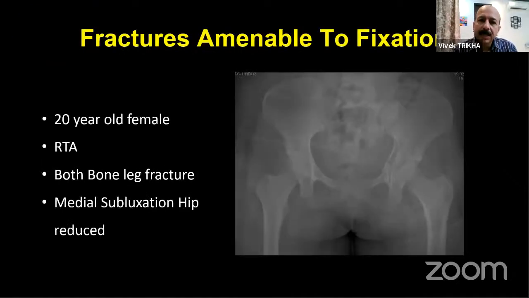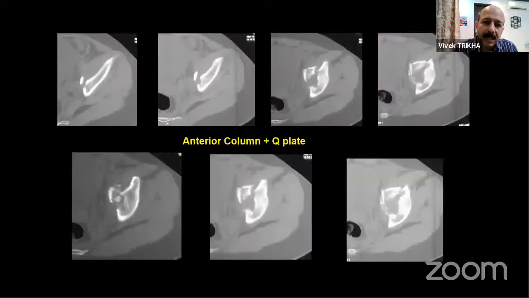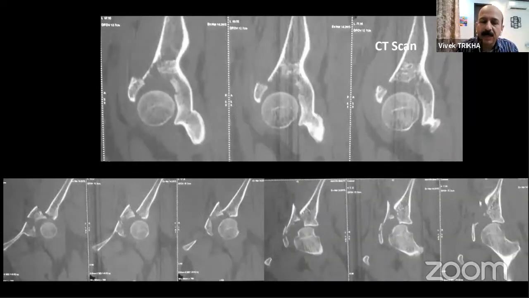So let's start with cases. This is my evolution for the intrapelvic approach, and I want to share it with you. This is a 20-year-old female, RTA, with a fractured acetabulum with slight subluxation, which was reduced on the medial side. You can see that it's an anterior column with quadrilateral plate fracture. The CT scan shows the posterior column intact. It's a simple fracture in a young patient, not much iliac blade, only anterior column and quadrilateral plate, and with impaction, obviously, because that's invariably a part of such fracture patterns.